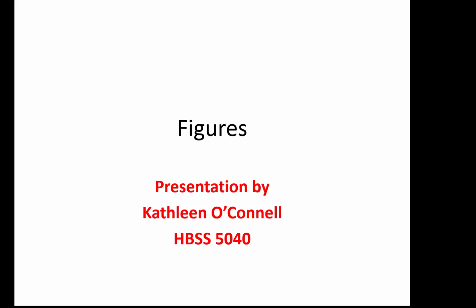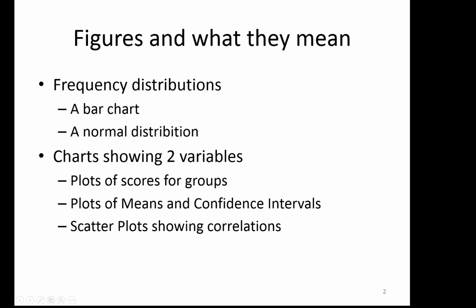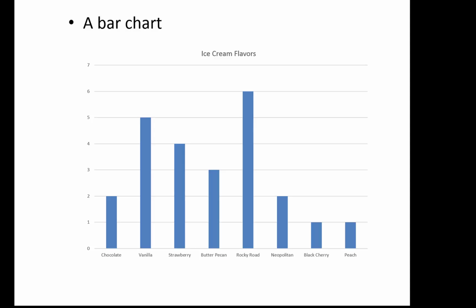I'm going to cover two different kinds of figures in this talk. One of them is a frequency distribution, which is a kind of figure where you only have one variable that's shown. And the other kind are figures or charts that show two variables in the same chart. Okay, so the first one we'll talk about is a bar chart.